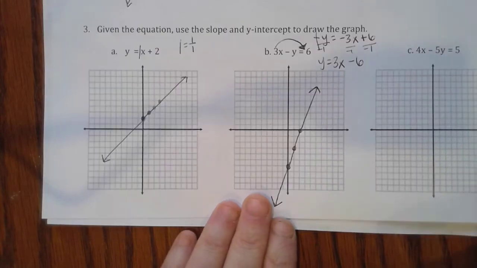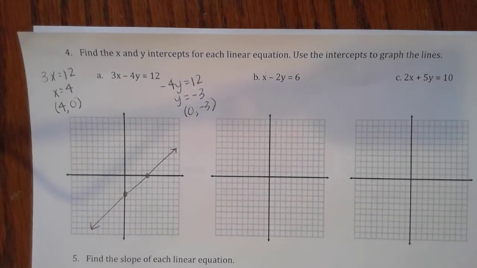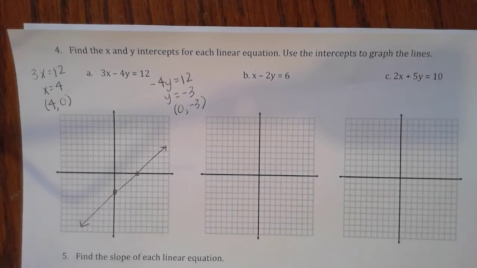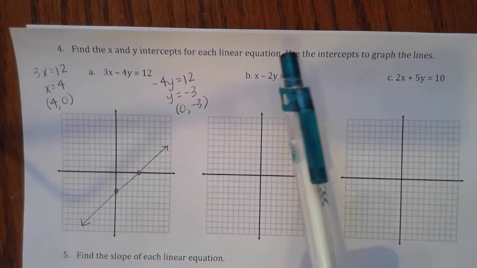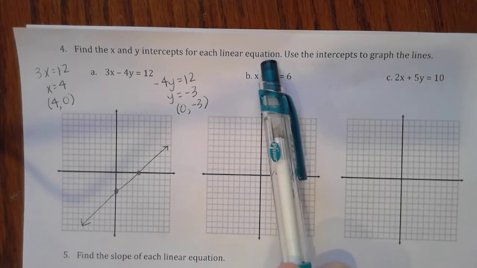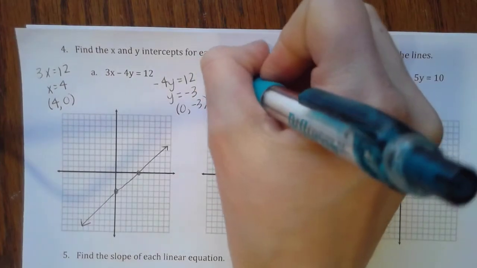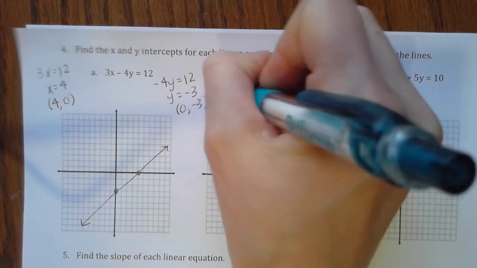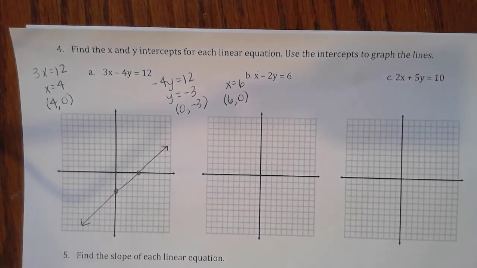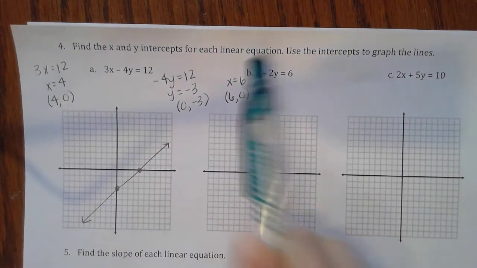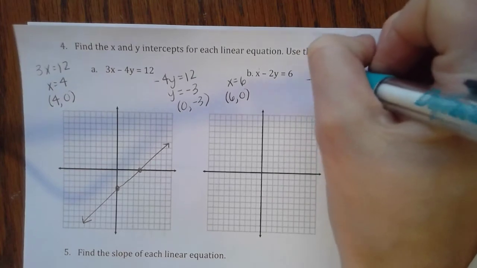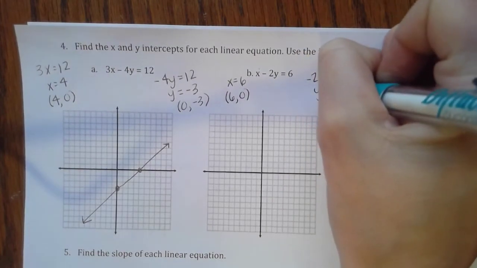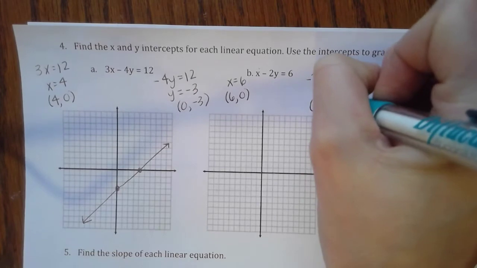Okay. Let's go to 4b. 4b says find the x and y intercepts for the equation and then use those to graph the lines. So again, the cover-up method for your x and y intercepts. To find your x, just cover up your y. This just says x equals 6. That's super easy. So my x-intercept is 6, 0. If I cover up my x, that gives me negative 2y equals 6. So y is going to be negative 3. So my y-intercept is just 0, negative 3.